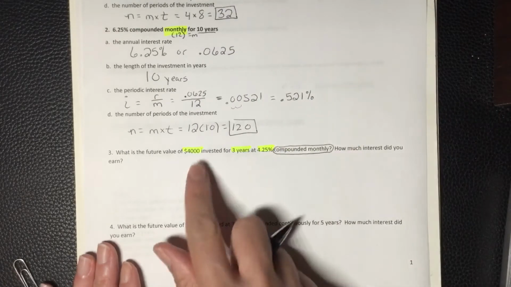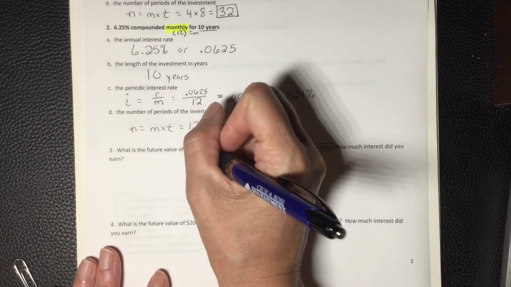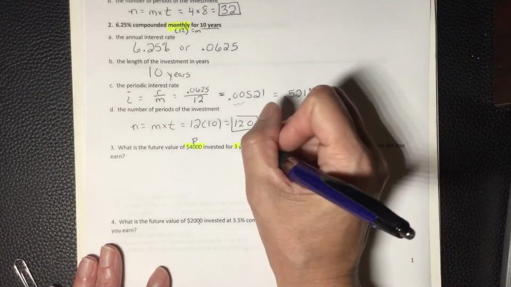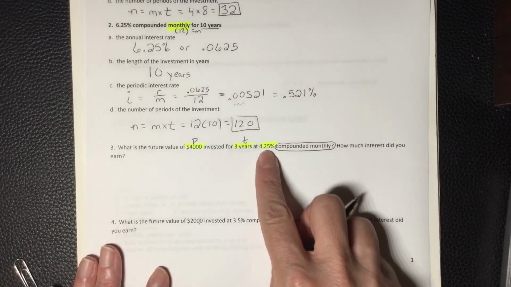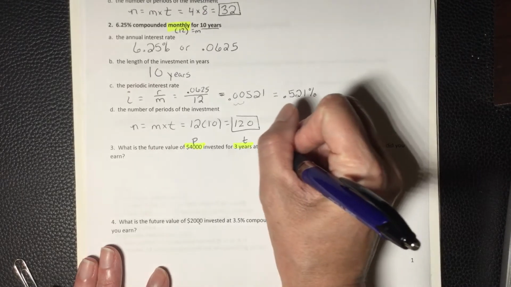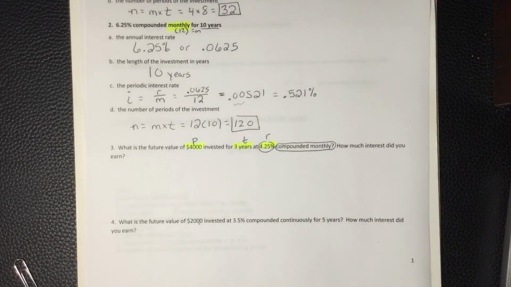All right, so if we take a look at this, $4,000 is the amount invested, so that's going to be our principal. Our time in years is 3 years. And then our rate, we're going to rewrite that as a decimal, but that's going to be 4.25%.